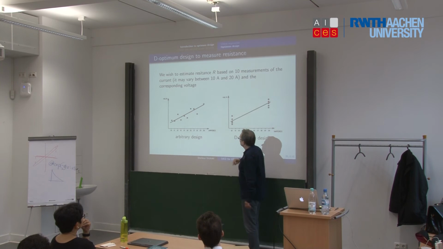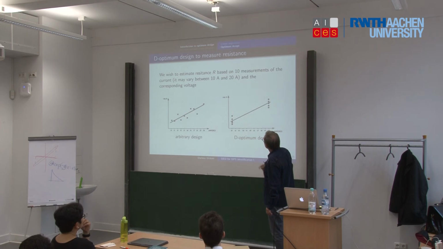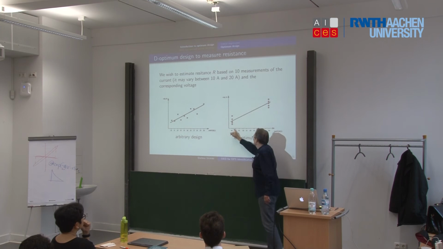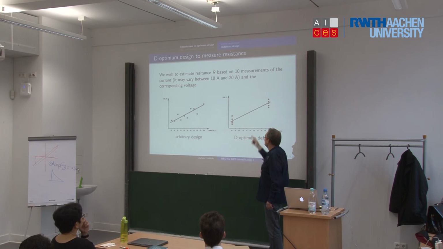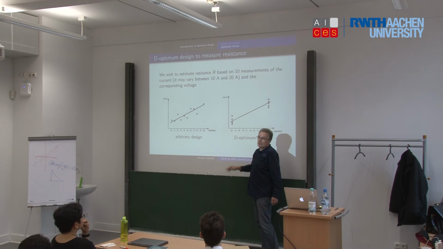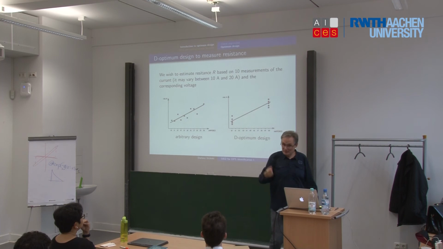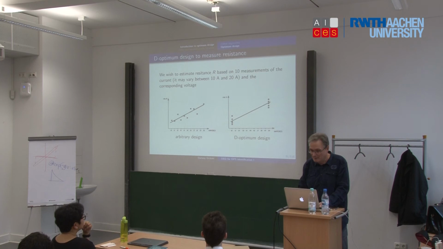We wanted to determine points at which to measure. Here we want to estimate the resistance, and we want to determine the values of the current at which we measure the voltages. And here we had a similar situation. We had 2 points, and we repeat measurements at these points. So the other points in the middle of the interval are not that valuable as the points at the boundary of the design region.